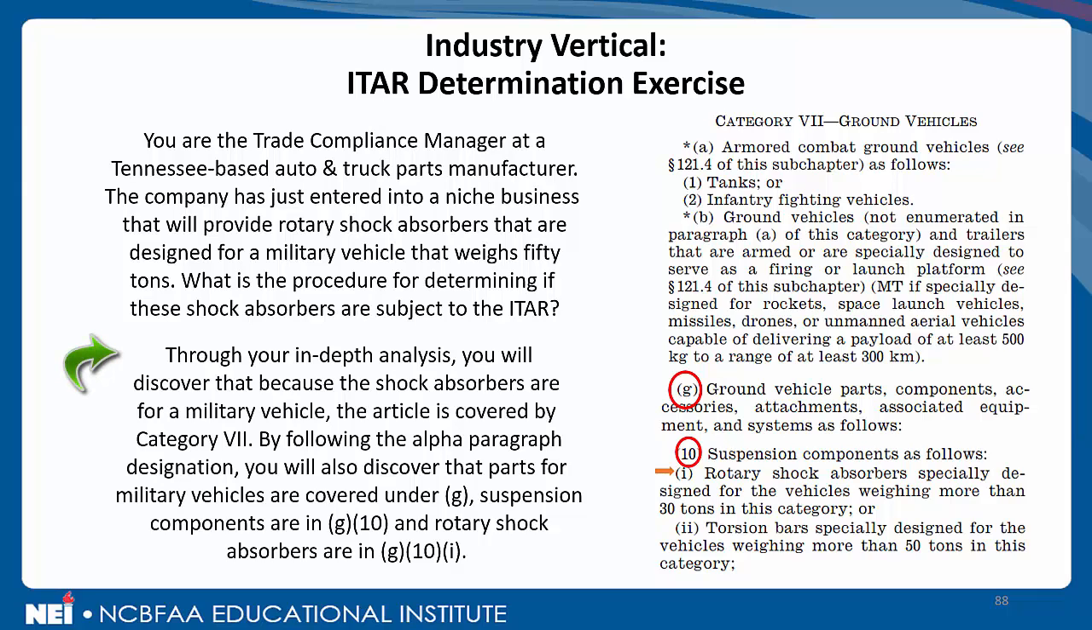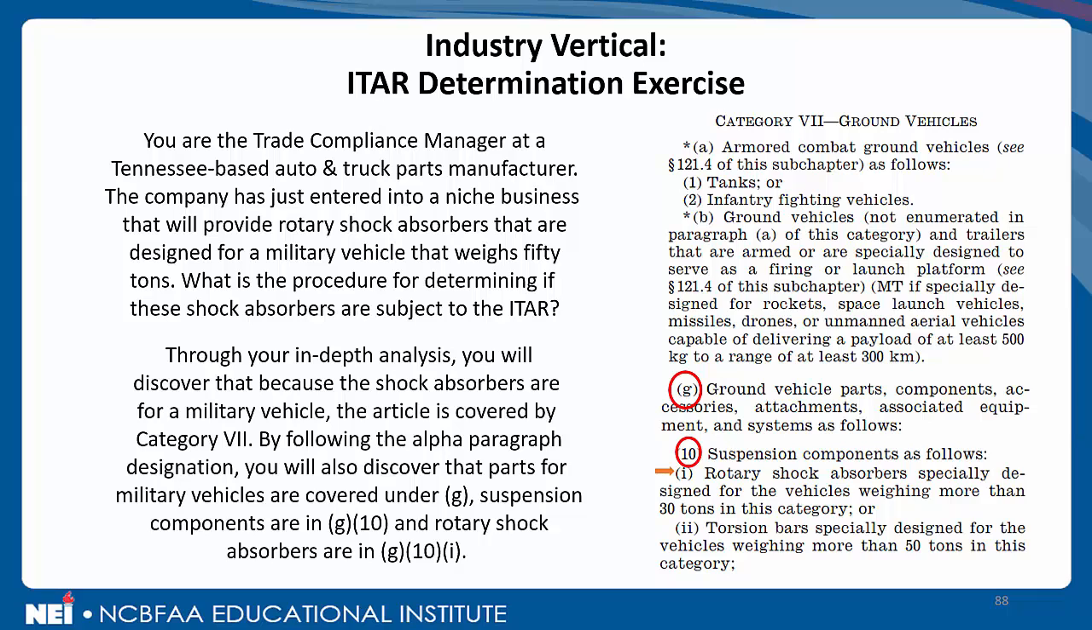Through your in-depth analysis, you will discover that because the shock absorbers are for a military vehicle, the article is covered by Category 7. By following the alpha paragraph designation that we talked about, you will also discover that parts for military vehicles are covered under G. Suspension components are in G10, and rotary shock absorbers are in G10(i). There's that alpha paragraph approach again. So let's have a quick look. It should be becoming a little bit more familiar as to how this classification works, and the alpha paragraph procedure also works. So we know we're dealing with ground vehicles. We're making a part, a rotary shock absorber that goes into a ground vehicle that weighs 50 tons.